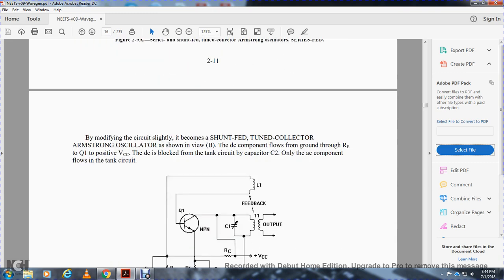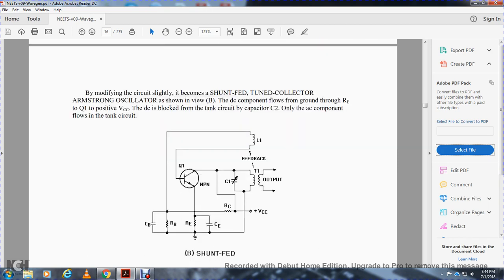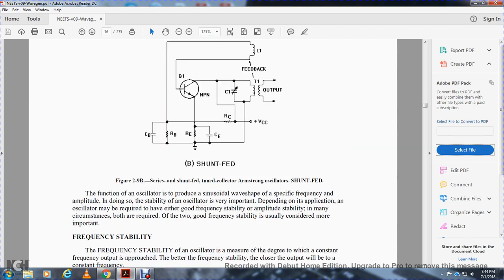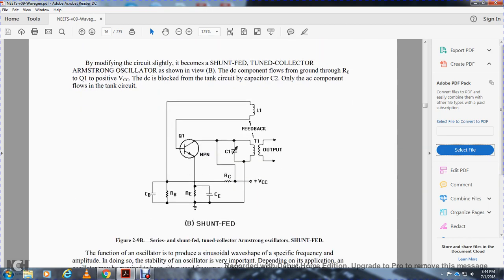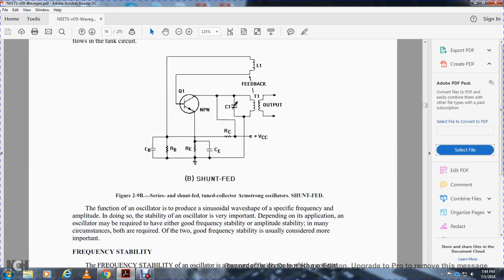The tuned collector circuit is slightly changed with shunt feed for the Armstrong oscillator shown in view B. The DC components flow through the resistor to ground, with the voltage over transistor 1 powered from the common collector supply. The DC is blocked from the tank circuit by capacitor 2, so only an AC component flows through the tank circuit. Figure 2.9b shows the shunt fed tuned collector Armstrong oscillator.